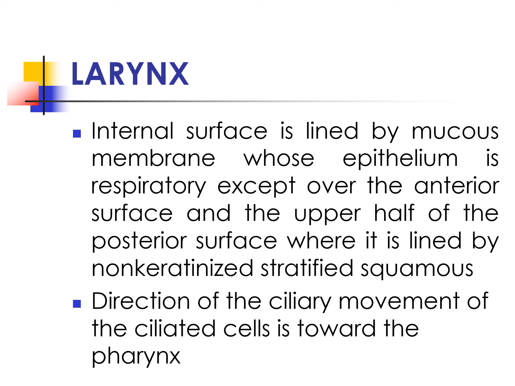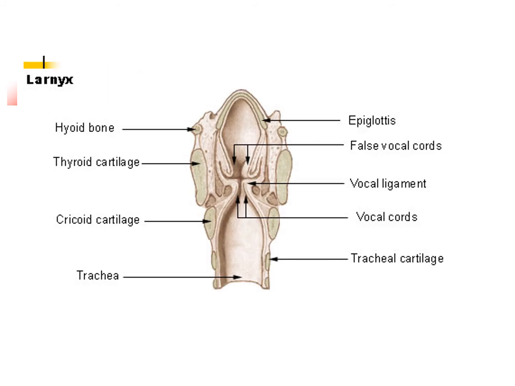So the internal surface of the larynx is lined by mucous membranes. Tapos, the direction of the ciliary movement of the ciliated cells is toward the pharynx. Yan yung larynx. That's a picture of larynx. So as you can see, nandito yung thyroid cartilage, cricoid, the tracheal cartilage, the epiglottis or the epiglottic.